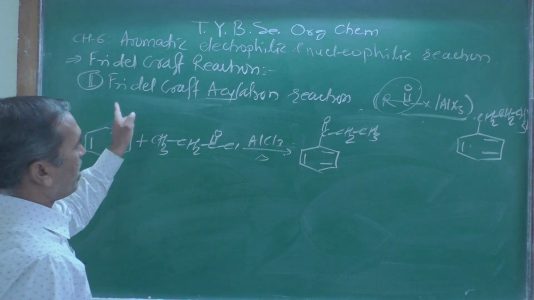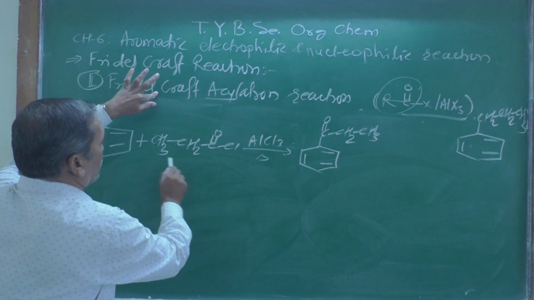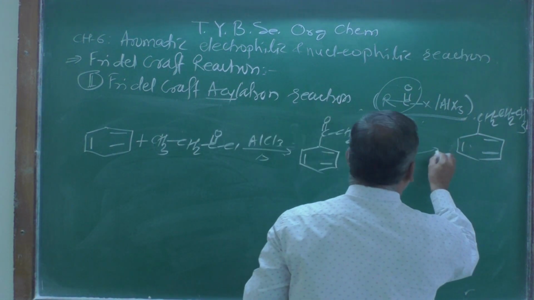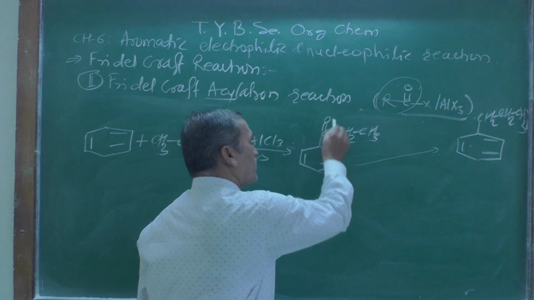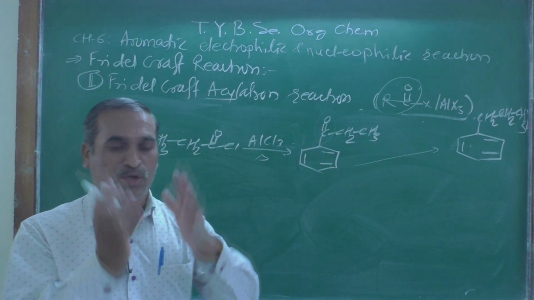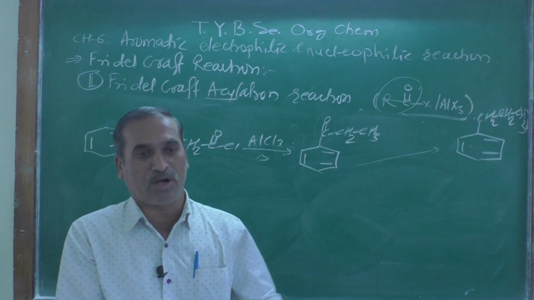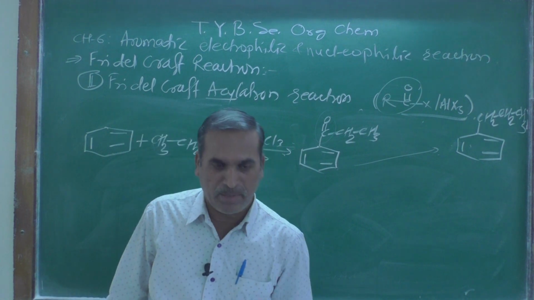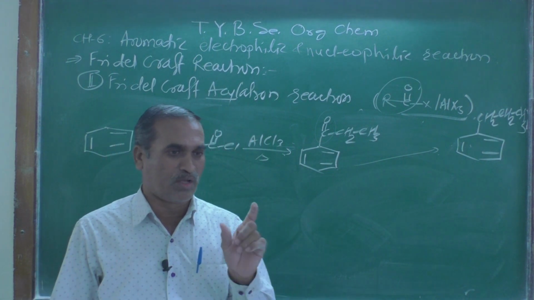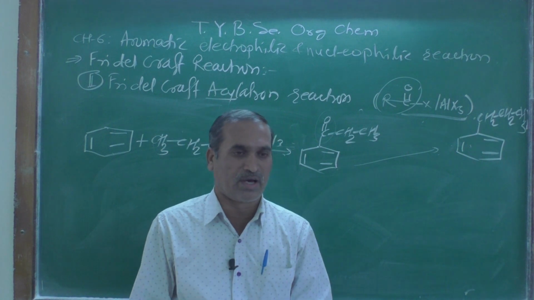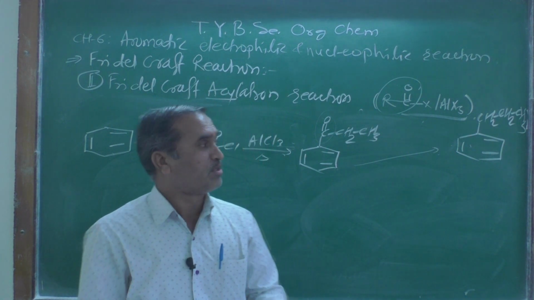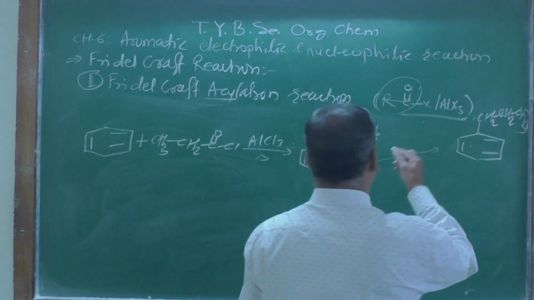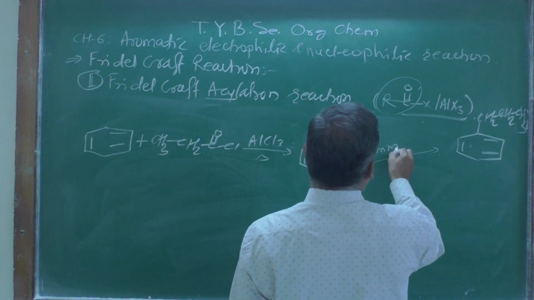This is known as the Friedel-Crafts acylation reaction, and here we introduce this group, and further we want to prepare this one. So you can convert that carbonyl group. In T.Y.B.Sc. you already learned the conversion of the carbonyl group into a hydrocarbon. What are those? Do you remember? The reduction of that carbonyl group. If you use the Clemmensen reduction in an acidic medium, the carbonyl group is converted into a CH2 group.